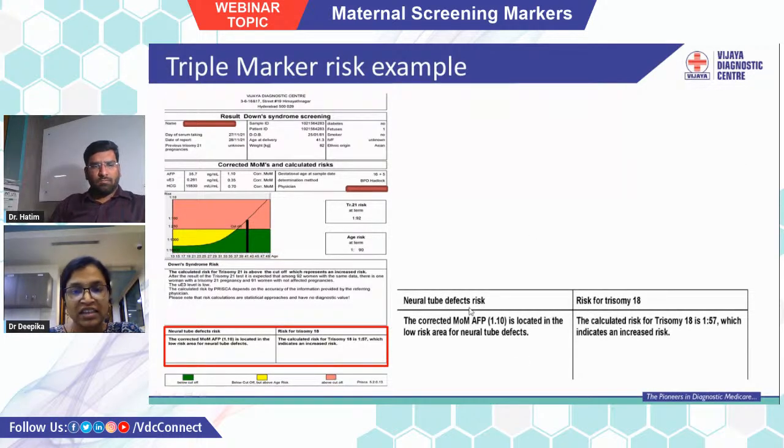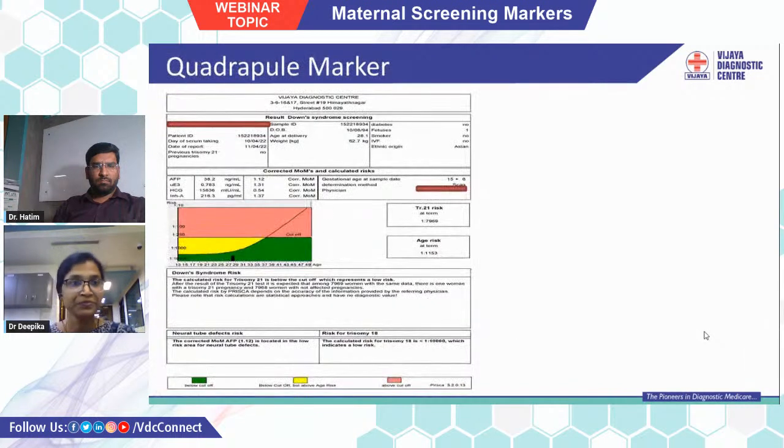And this first one is the risk for the neural tube defect, where the AFP is taken into consideration, converted to MoMs, and there is a low risk. And the risk calculated for trisomy 18 is 1 in 57 affected. That is, out of 57, one pregnancy is affected, which means it is an increased risk.